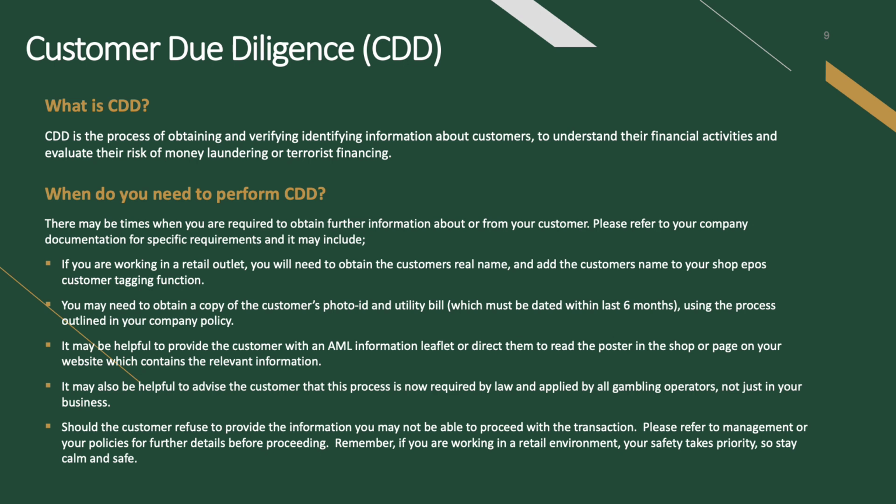You will need to obtain a copy of the customer's photo ID and a utility bill, which must be dated within last 6 months, using the process outlined in your company policy. It may be helpful to provide the customer with an AML information leaflet or direct them to read the poster in the shop or a page on your website which contains the relevant information. It may also be helpful to advise the customer that this process is now required by law and applied by all gambling operators, not just in your business.